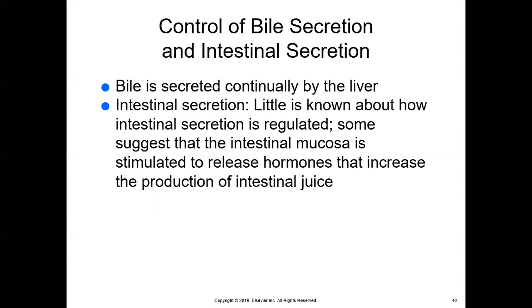So now the control of bile secretion and intestinal secretion. So bile is secreted continually by the liver. So the intestinal secretion, well, little is known about how intestinal secretion is regulated. Some suggest that the intestinal mucosa is stimulated to release hormones that increase the production of intestinal juice, but we're not quite sure. But just know that in terms of the control of bile secretion and specifically intestinal secretion, bile is secreted continually, and intestinal secretion we really don't know much about what regulates it.